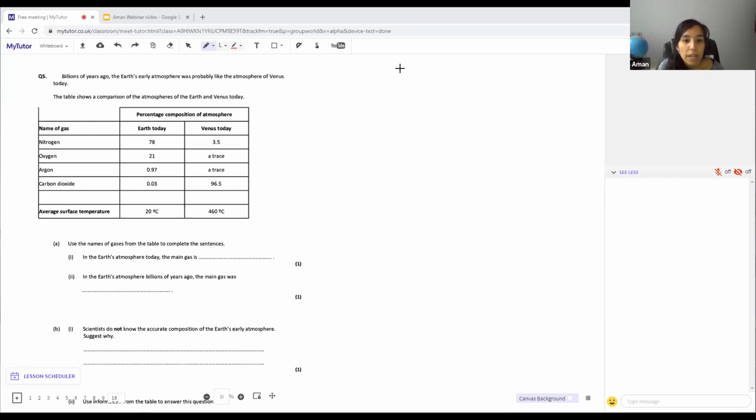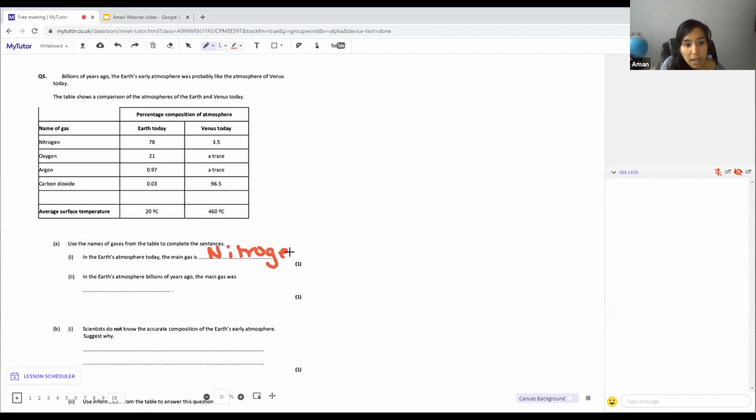Okay, so someone is saying, in a billion years, could Venus and Mars form the Earth's modern atmosphere? Yep, it's possible that Venus and Mars could do that. We don't know, is the answer though. Okay, yep, so in the Earth's atmosphere today, the main gas is nitrogen. Well done to people that answered that.